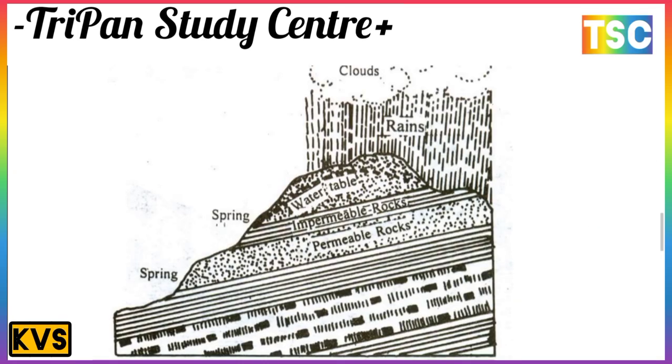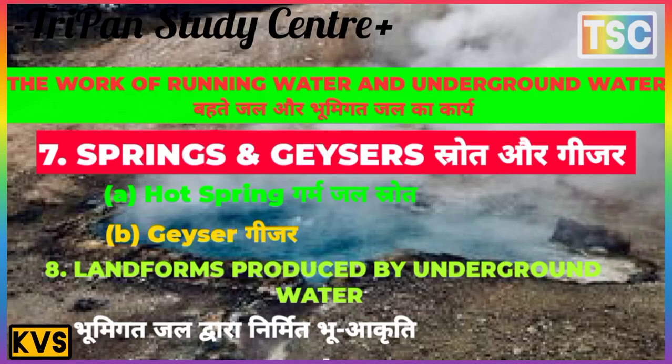Here the most important diagram shows the spring formation: the cloud, rain, water table, impermeable rock, permeable rock and spring. That is a most important diagram. The next here is the hot spring. That is the most important here.